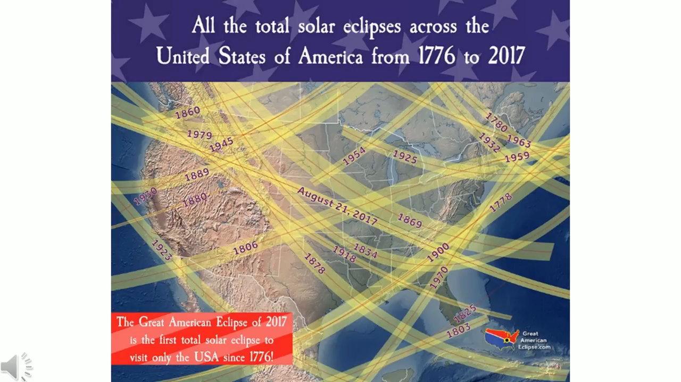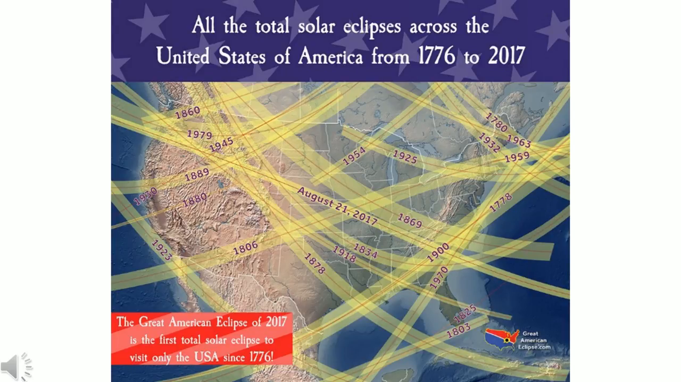What you're seeing here is a map showing paths of totality. The path is each one of these curved yellowish lines showing the locations on the Earth's surface within which you would be able to see a total eclipse at some point or another during the moon's passage between the Earth and the Sun. And this map shows you all the paths of totality for eclipses that have occurred across the United States of America from after the year 1776 up to the present day.